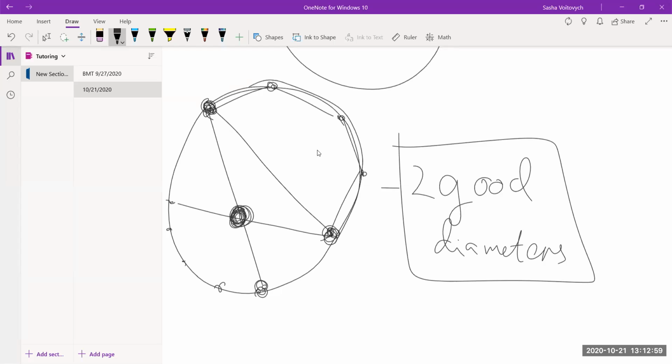Those would be the ones that are good diameters. All other ones would be bad, because there will be points on one side of it and on the other side of it as well.